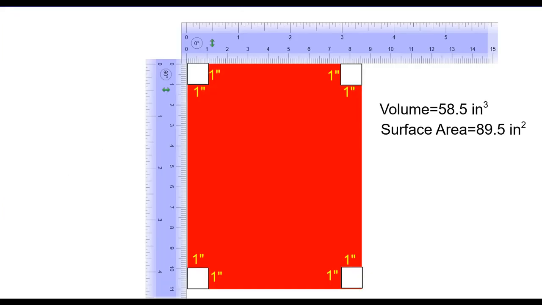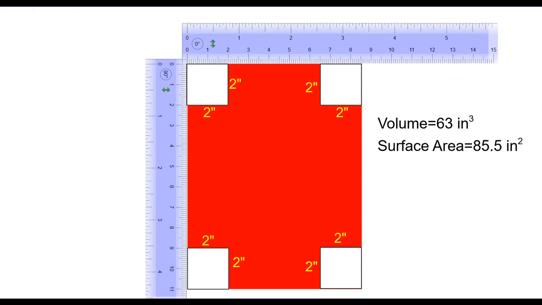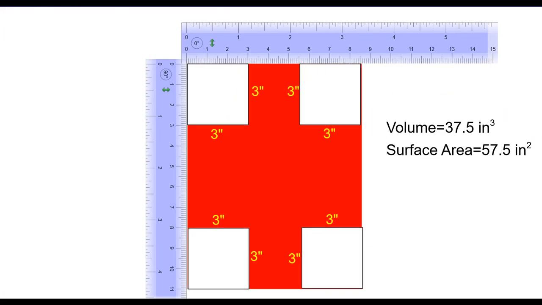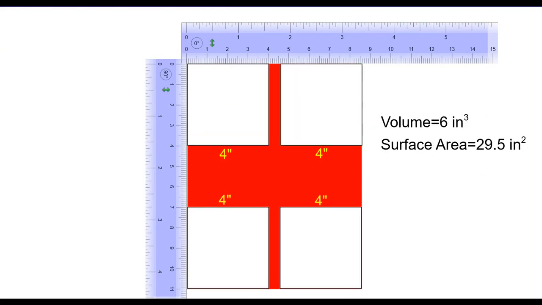This is what we've done in class. We took an 8.5 by 11 sheet of paper. We cut a 1-inch square out of each corner and made a box. And we calculated the volume and surface area. We did a 2-inch square and calculated the volume and surface area. We did a 3-inch square and calculated the volume and surface area. We did not do a 4-inch square, but if we did, this would be the volume and surface area.